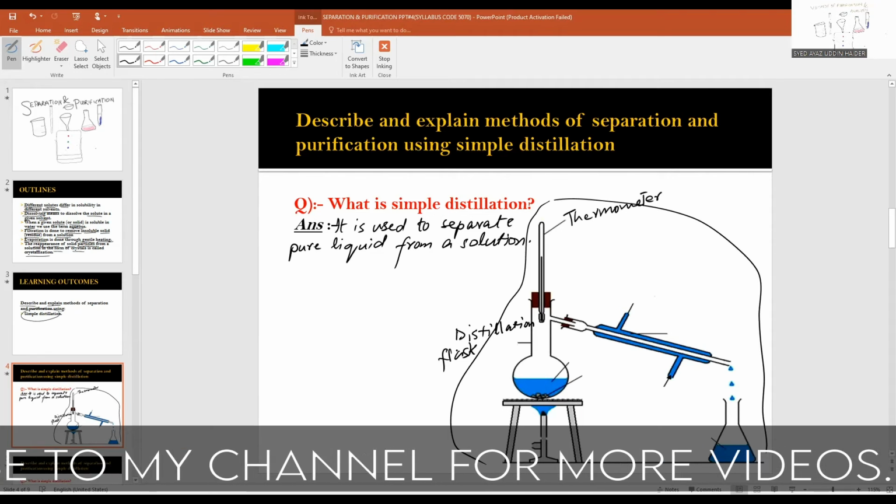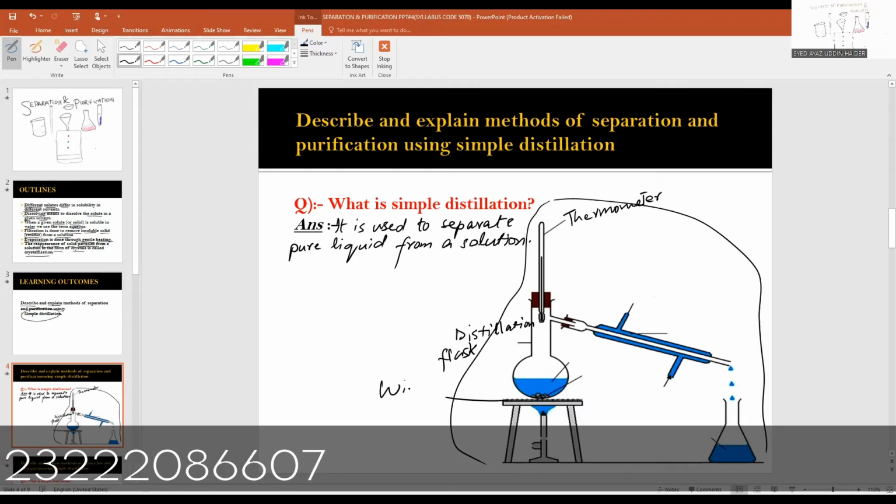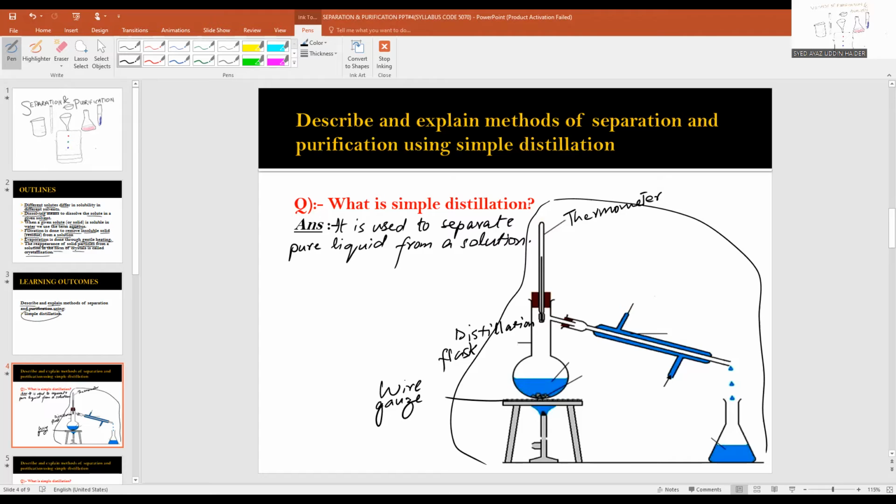The flask is placed on wire gauze. This is wire gauze. And there's a heat source. It's usually a Bunsen burner. Inside the flask, there's a solution like seawater. This is seawater. And there you see some pebbles. These are actually anti-bumping agents.